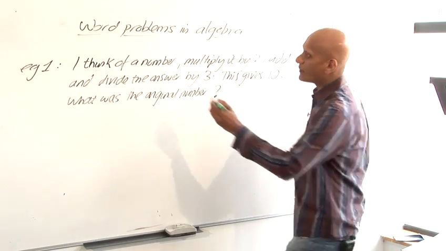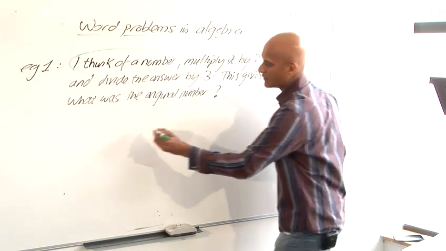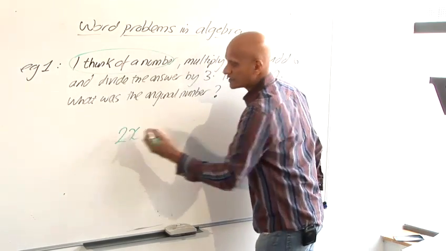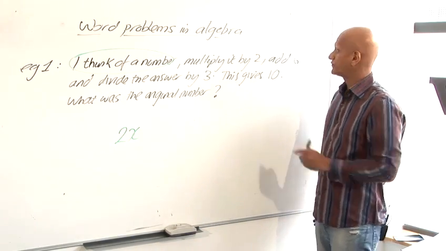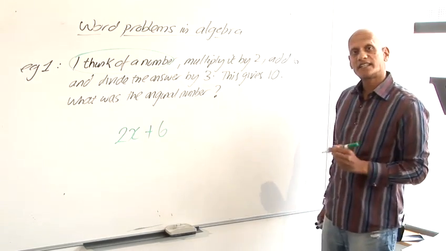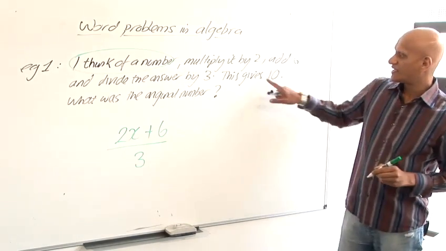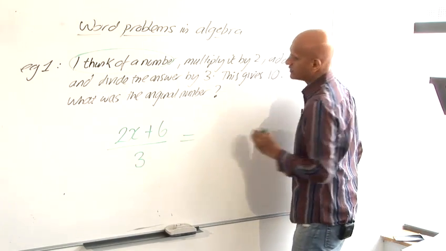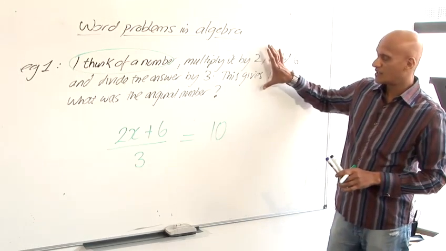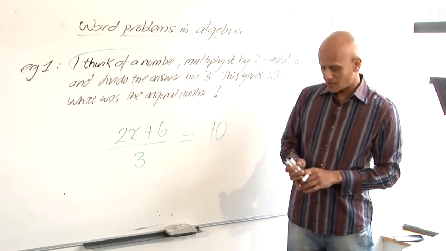So this original number that we don't know of is our unknown number, so we're going to call that x. So starting with x, multiply it by 2, so I'll put a 2 in front of it, that's multiplied it by 2. Add 6, plus 6, and divide the answer by 3. Divide by 3, and this gives 10. So this gives means equals 10.